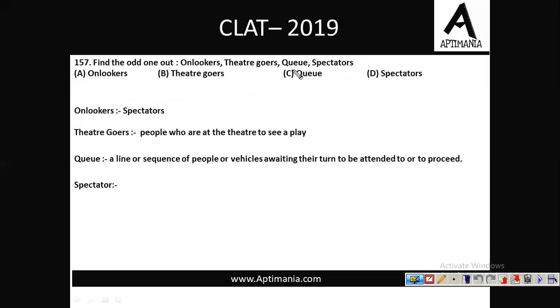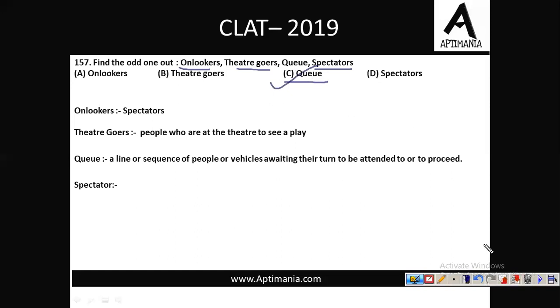Okay, so next question, we need to find the odd one out. Onlookers, theater goers, queue and spectators. Now see, onlookers, theater goers and spectators, all the three are the ones who are going to see something. Fine, who want to see something. Now queue, as we all know, is a line of people. It's a line or sequence of people, right? So queue is the odd one out among them.